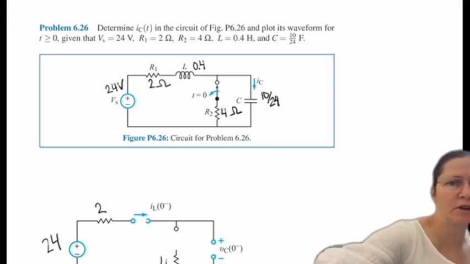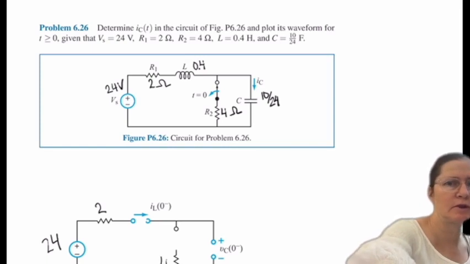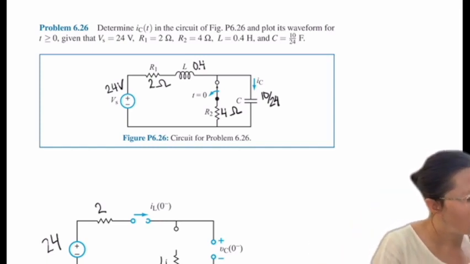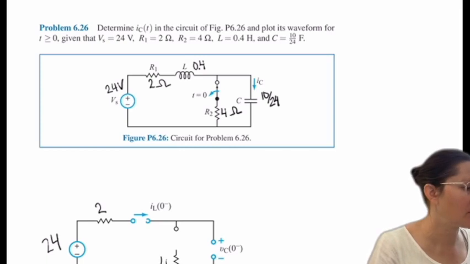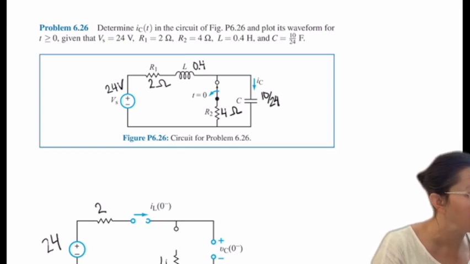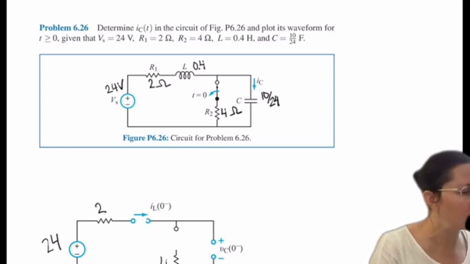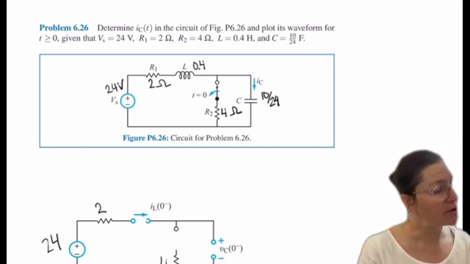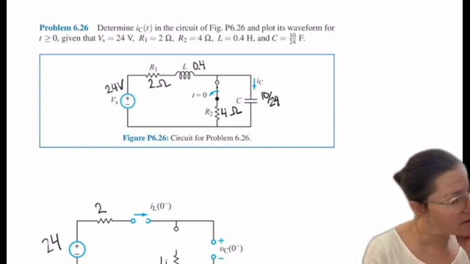So you still want to draw in the 24 volts and the 2 ohms, to make sure you keep the sources in there too. And so from here, this will be the circuit that you get the initial value of IC. So IC will be the current going through this branch. And then this is going to be open, because right after the switch, that's not connected.